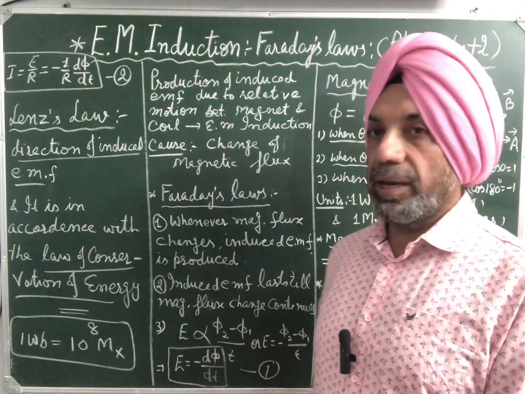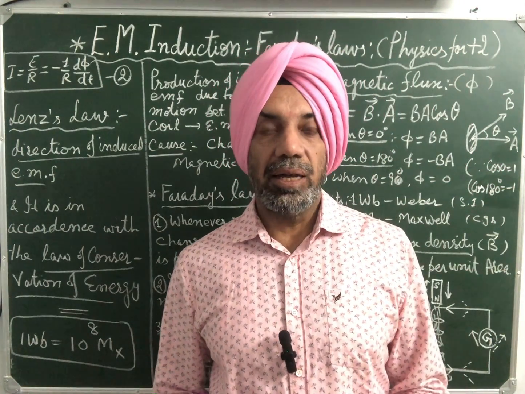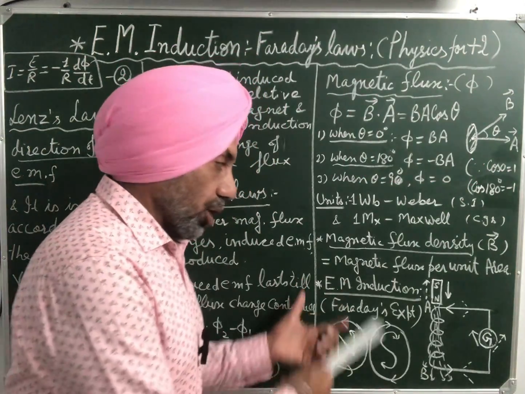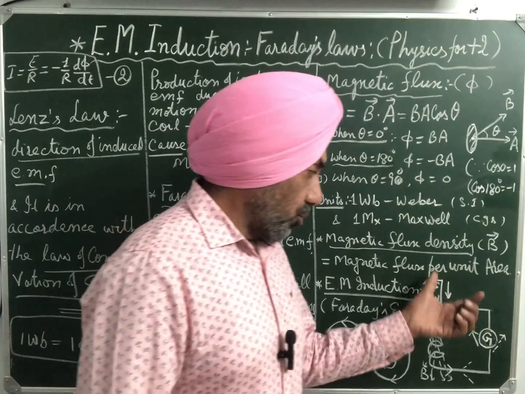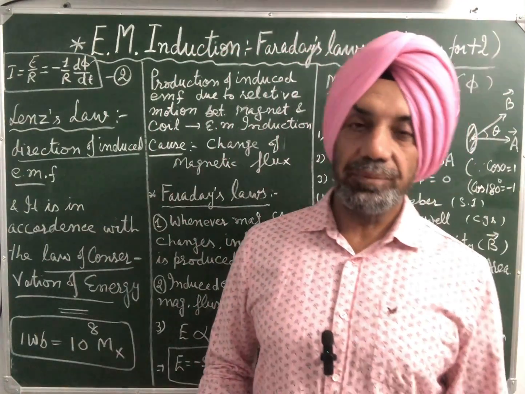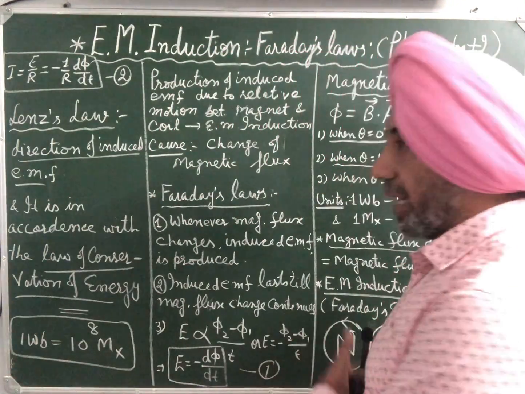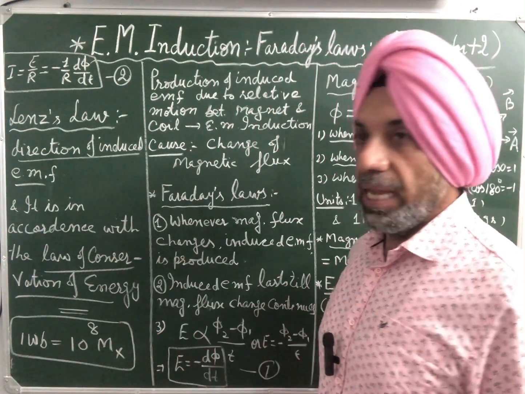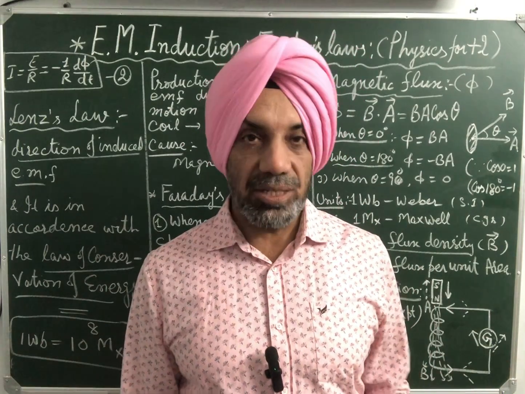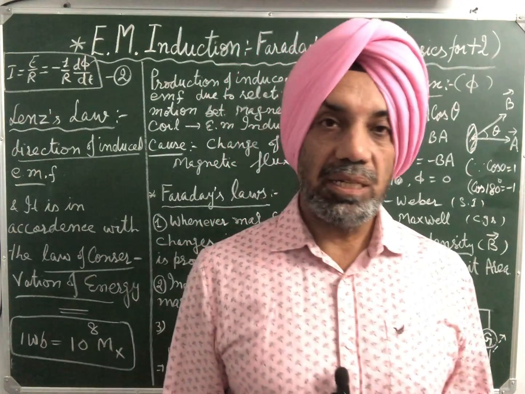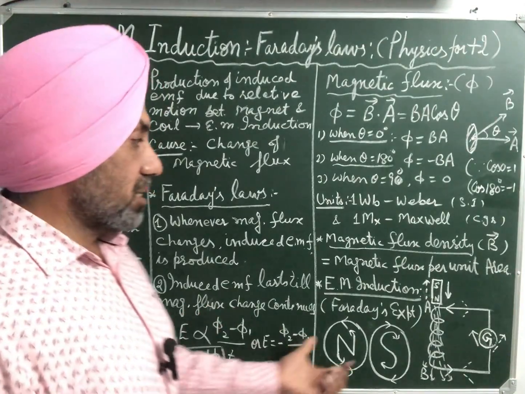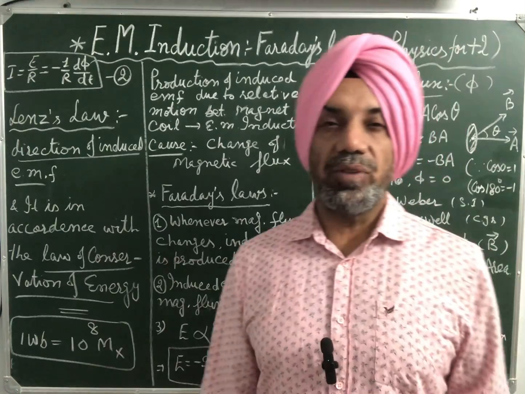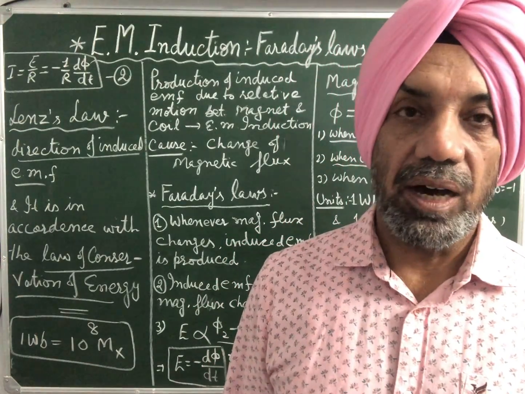So the work is done in order to overcome the force of repulsion during downward motion and the force of attraction during outward motion, and that work done is being converted into energy, and that is nothing but electrical energy. So one form of energy is being converted into another. So it means Lenz's law is nothing but in accordance with the law of conservation of energy.